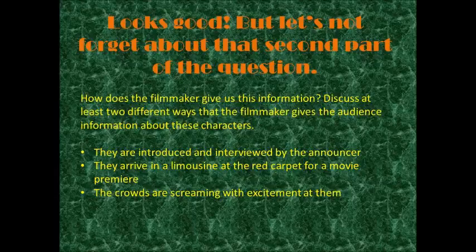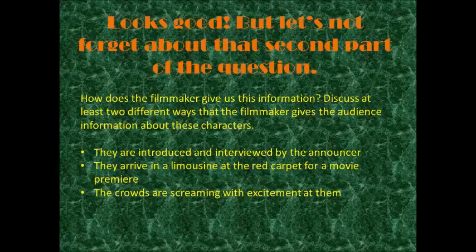There was still that second part that we have to answer, so let's go back and look at that again. How does the filmmaker give us this information, and discuss at least two different ways that they do so? So here's some notes we might have taken on that. They're introduced and interviewed by the announcer. So that's the obvious one. They're introduced, they're announced, and then she goes on to interview Don.